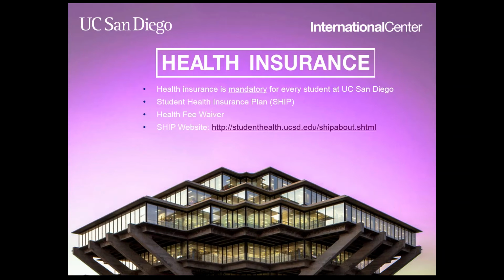As mentioned earlier, you are responsible for paying for health insurance while you're in the United States. Health insurance within the UC system is mandatory. As a new student, you will automatically be enrolled in the Student Health Insurance Plan, or SHIP, unless you are already covered by another insurance plan and wish to opt out. If this is the case, you must then apply for a health fee waiver no later than the beginning of fall quarter. Your other insurance must meet the minimum coverage amounts that UC SHIP covers. For more information about the Student Health Insurance Plan, including coverage amounts, please visit the website link listed above.